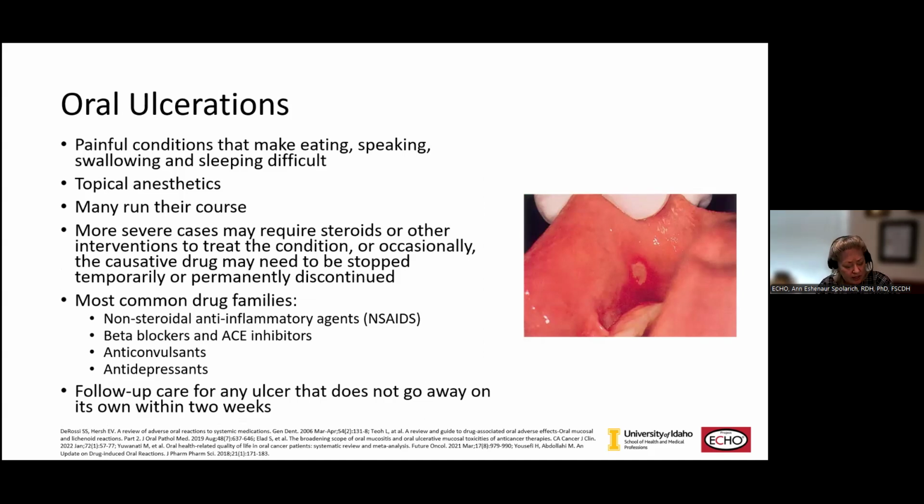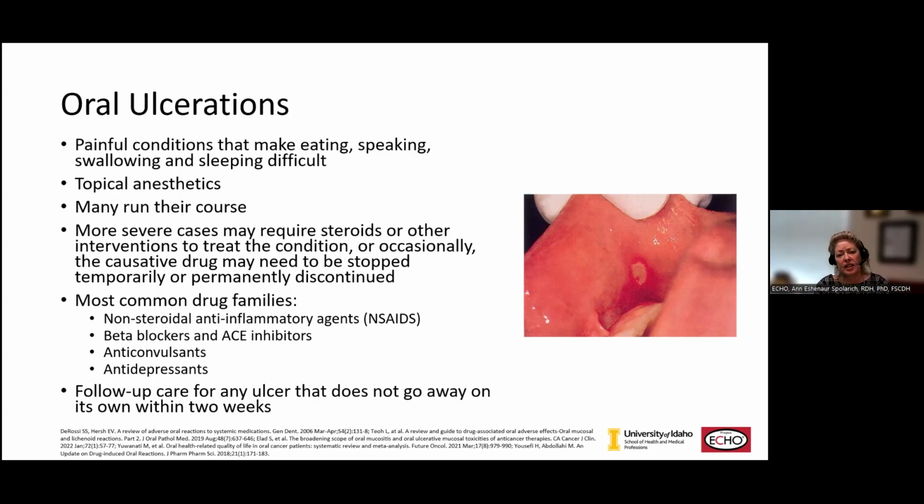Oral ulcerations can also occur from medications. Mucositis is certainly the worst example of that. Or other oral ulcerations can be smaller lesions that can be individual, or they can be larger and they can coalesce. We know they are painful, and that affects function: eating, speaking, swallowing. Also, people have a really difficult time sleeping when they experience ulcerations.